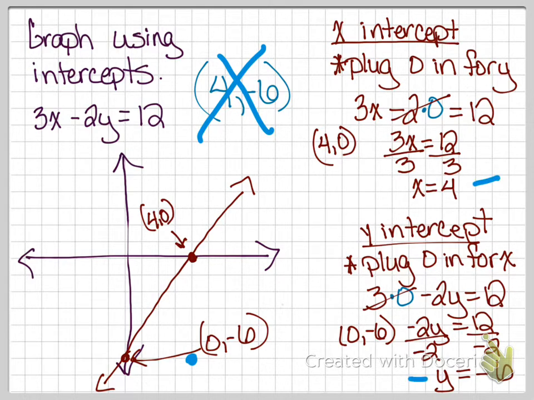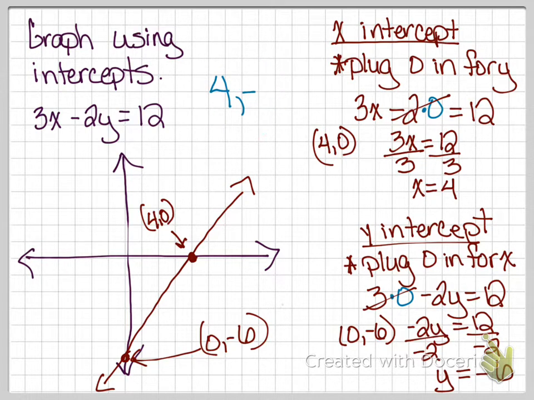Here's my y value. I'm going to put it together in an ordered pair. That's not what you're doing. Your x-intercept is a completely different ordered pair from your y-intercept. This is the point for your x-intercept. This is the point for your y-intercept. You do not put them together.